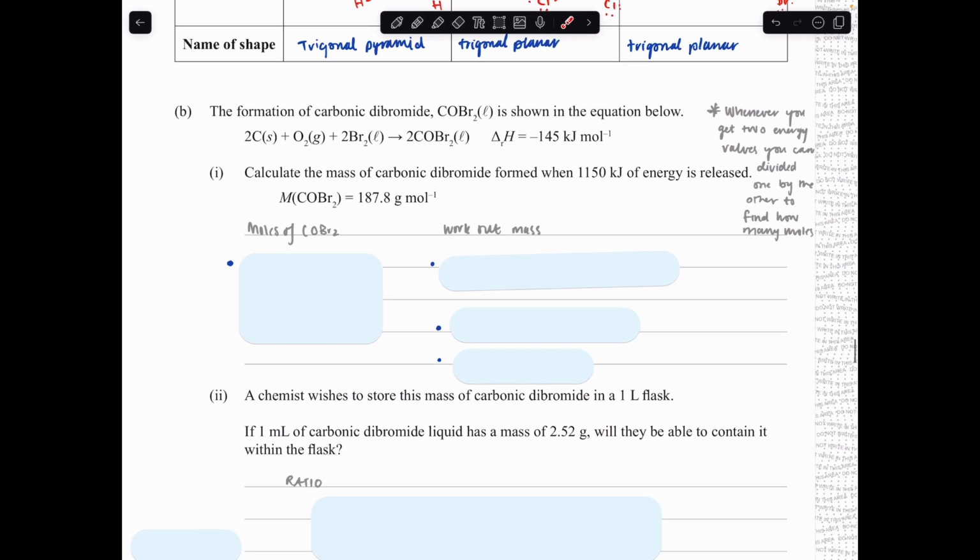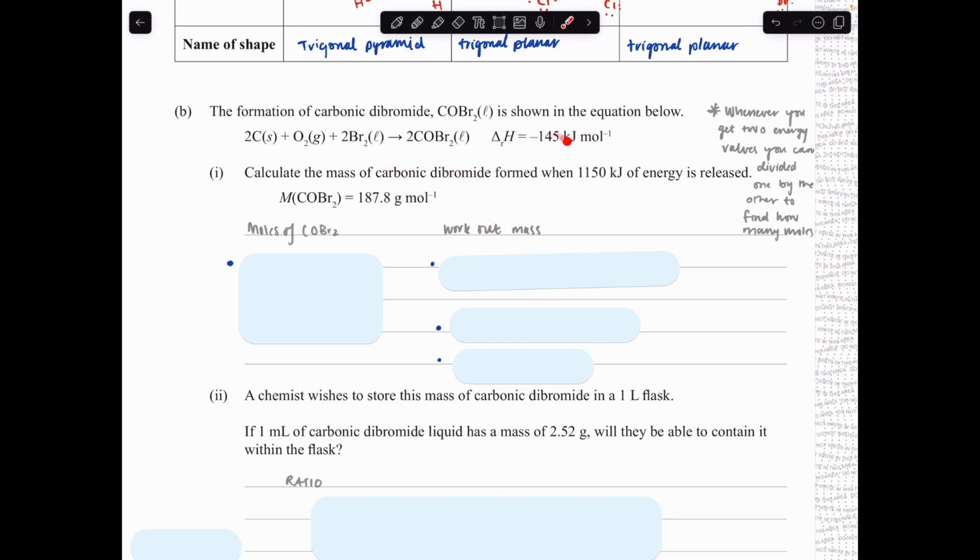Okay, so the formation of carbonic dibromide is shown in the equation below. Calculate the mass of carbonic dibromide formed when 1,150 kilojoules of energy is released. I've given you a top tip here. Whenever you get 2 energy values, you can divide one by the other to find out how many moles is in our molecule of concern.